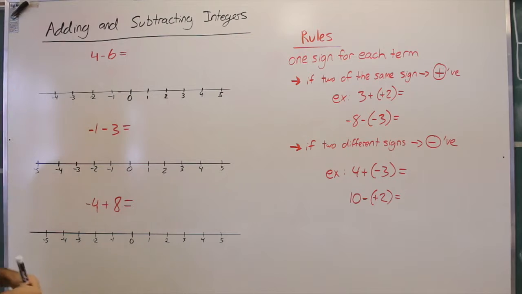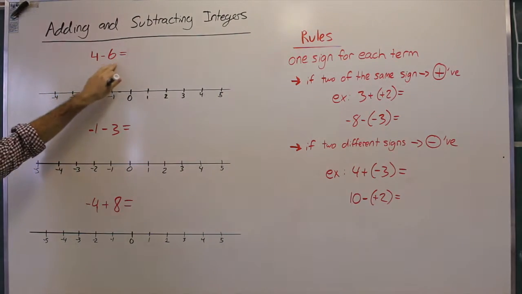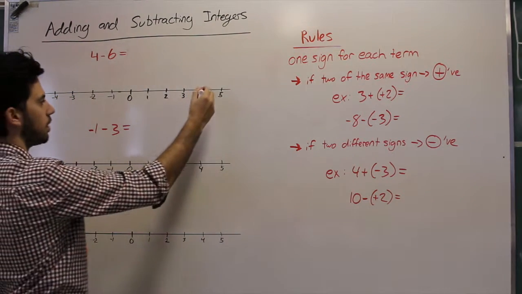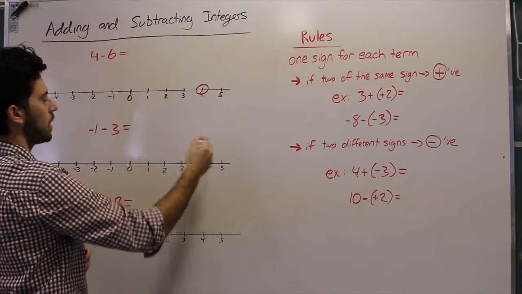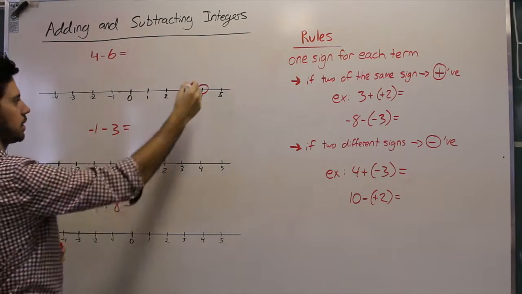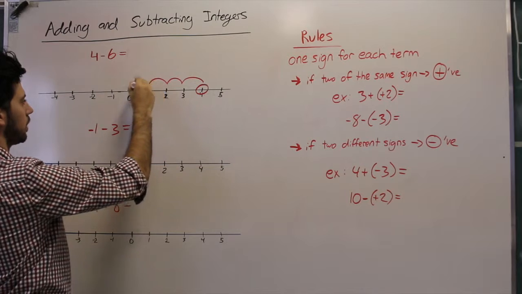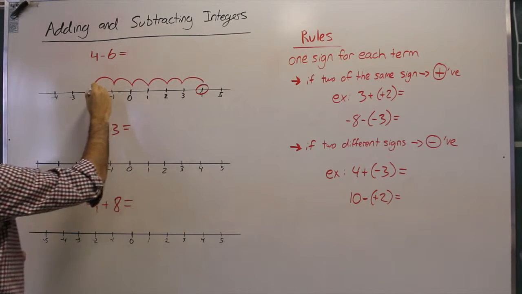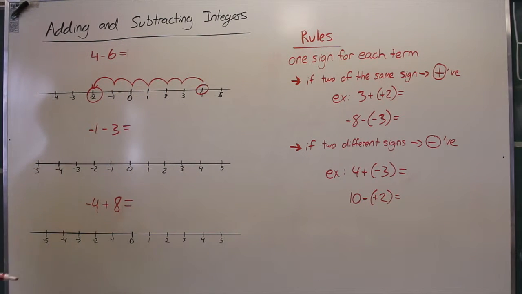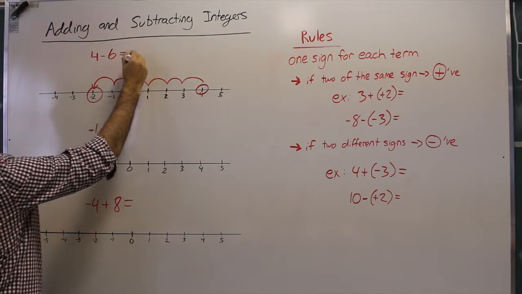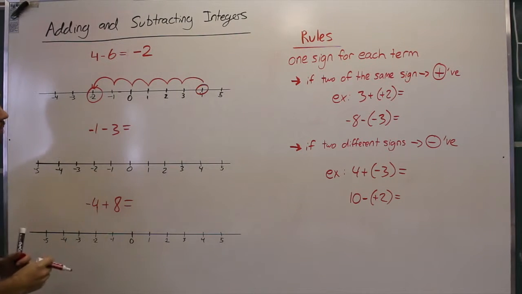So let's just think about this first problem. 4 minus 6. That means we're at 4, positive 4, and we're going back 6 places. 1, 2, 3, 4, 5, 6 places, and we arrive at negative 2. So 4 minus 6 is negative 2.